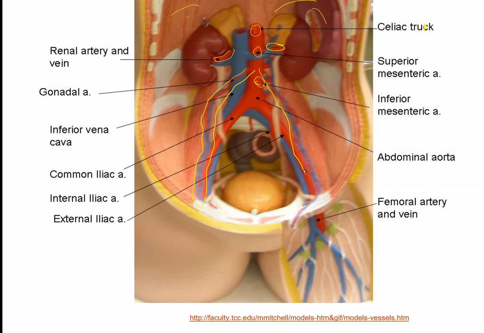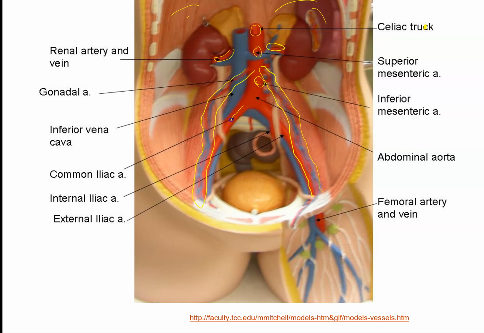And here's the other one. So it's going to twist with this vein that we'll learn later. And that's a good clue that you're looking at the right thing when you're looking for the gonadal artery. And then, let's see, inferior mesenteric. All right, so then again, all of this is abdominal aorta with all those branches coming off.